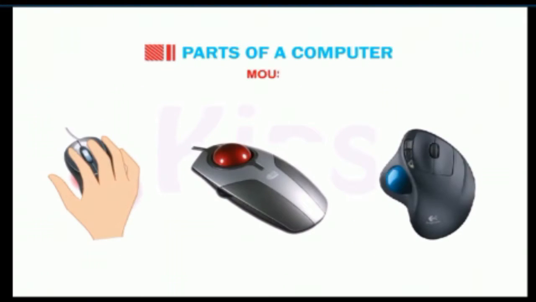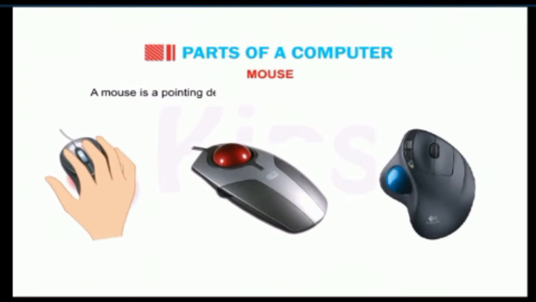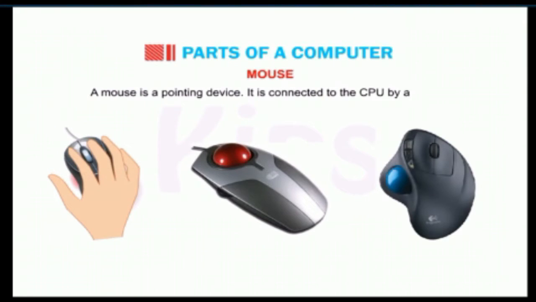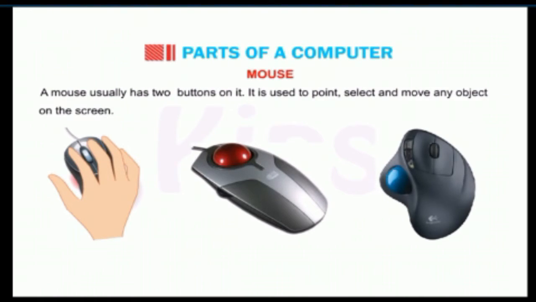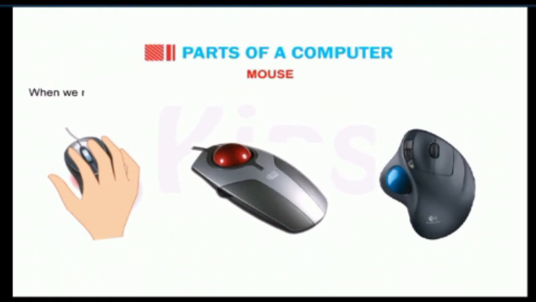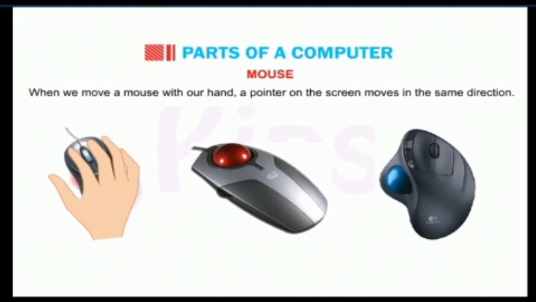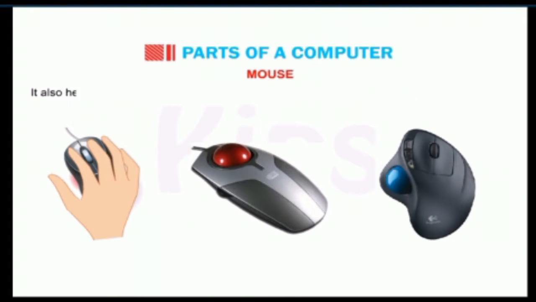Mouse. A mouse is a pointing device. It is connected to the CPU by a cable. A mouse usually has two buttons on it. It is used to point, select and move any object on the screen. When we move a mouse with our hand, a pointer on the screen moves in the same direction. It also helps to draw pictures.